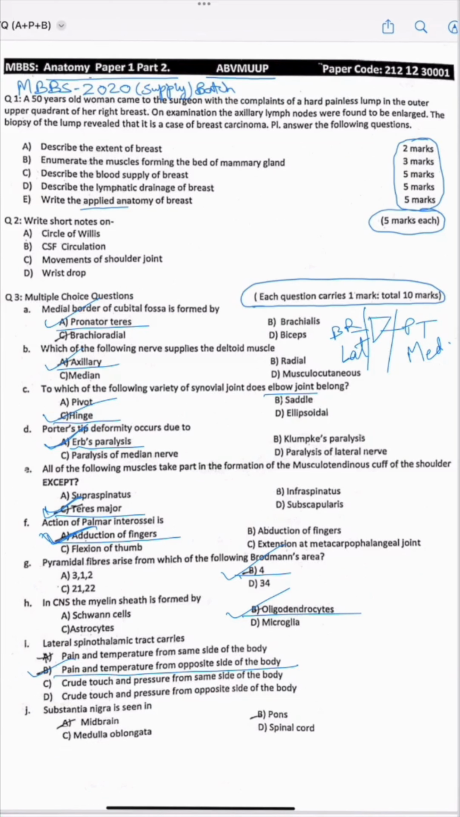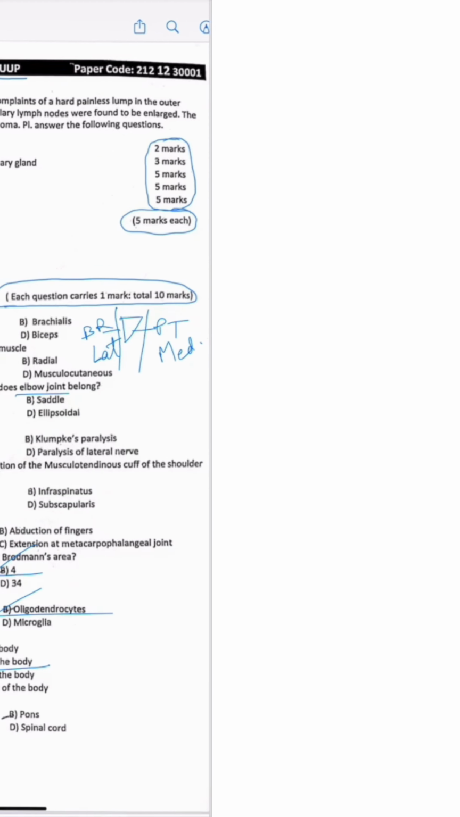Last question 3J. Substantia nigra is seen in midbrain, pons, medulla oblongata or the spinal cord. This is also an easy question. If you have read about the cross sections of the brainstem, then you must have seen that substantia nigra is seen in the tegmentum portion of the midbrain. Answer is A, and it's done.